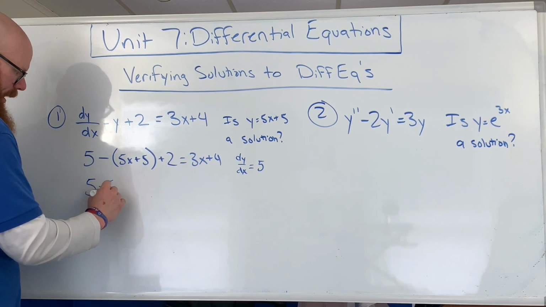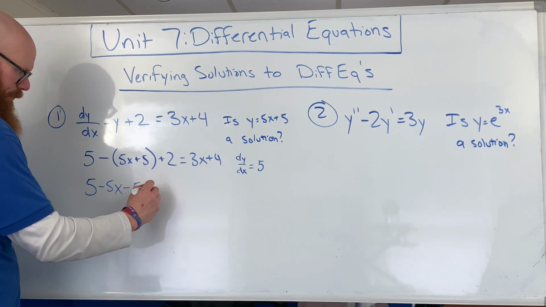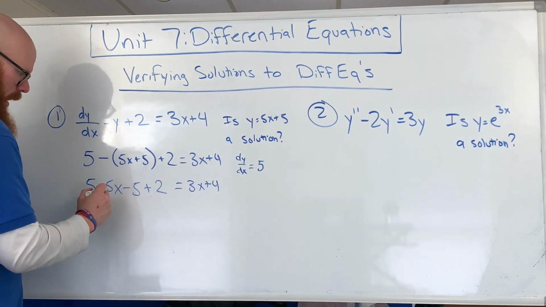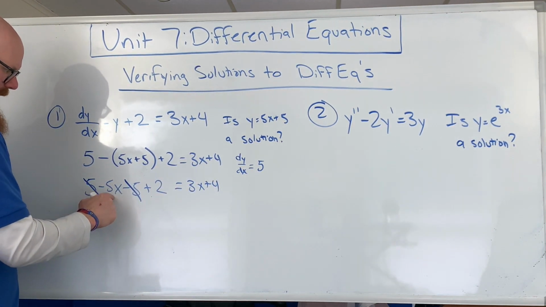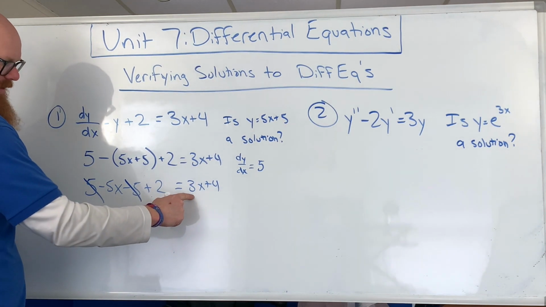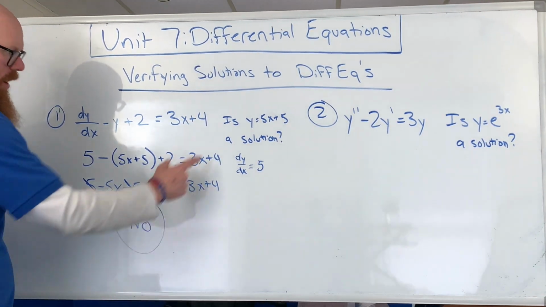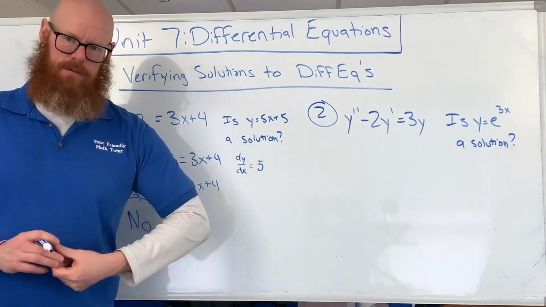So it's 5 minus 5x minus 5 plus 2 equals 3x plus 4. The 5's cancel, you're left with negative 5x plus 2. That definitely does not equal 3x plus 4. So the answer is no, this is not a solution.